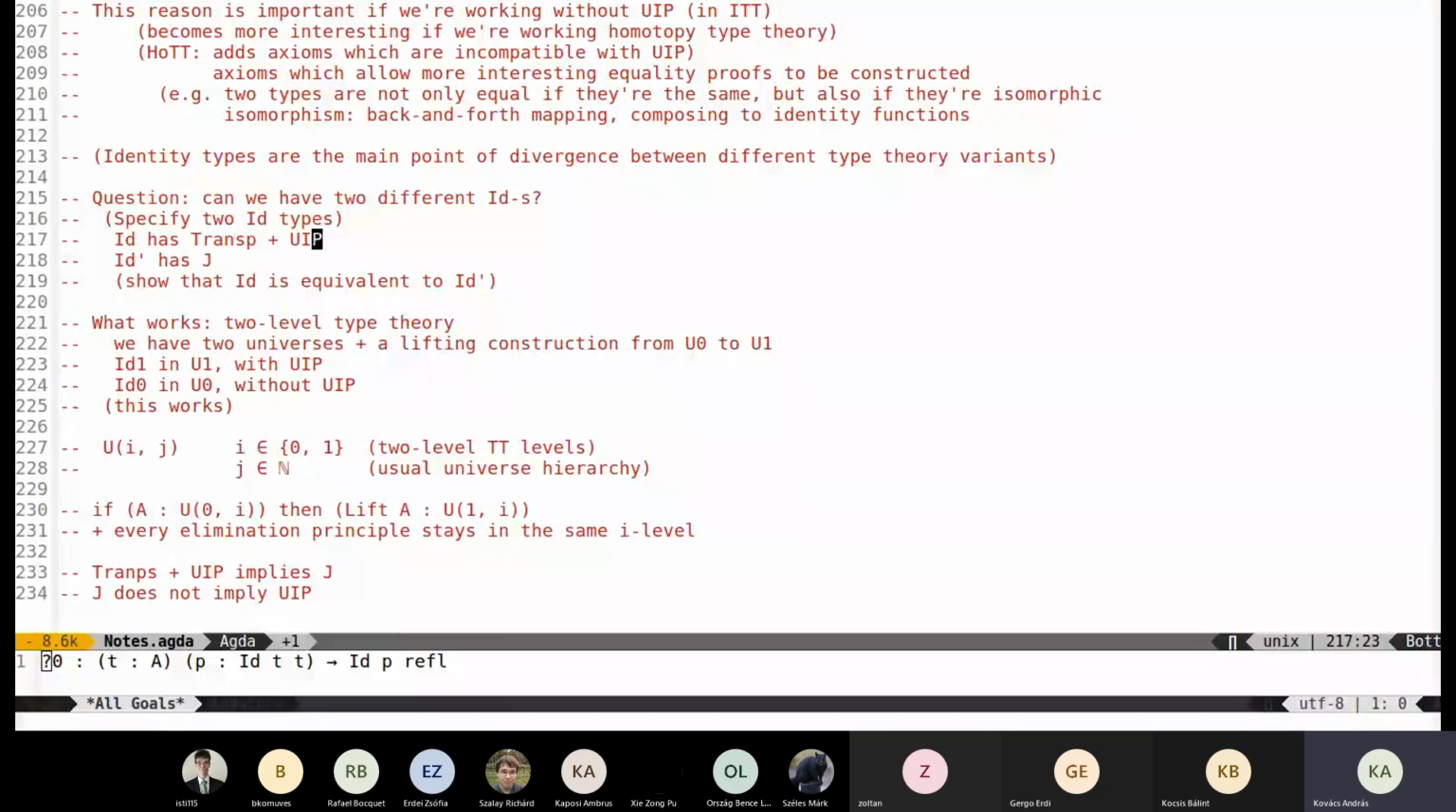And so the problem here is that from transport and UIP, we get J. So these two types are equivalent because this also has J, but unfortunately this also has UIP, so the UIP transfers from here to here. It kind of infects the other identity type. But if we use these two levels, then this equivalence is not possible anymore. So we kind of quarantine the UIP in one universe.